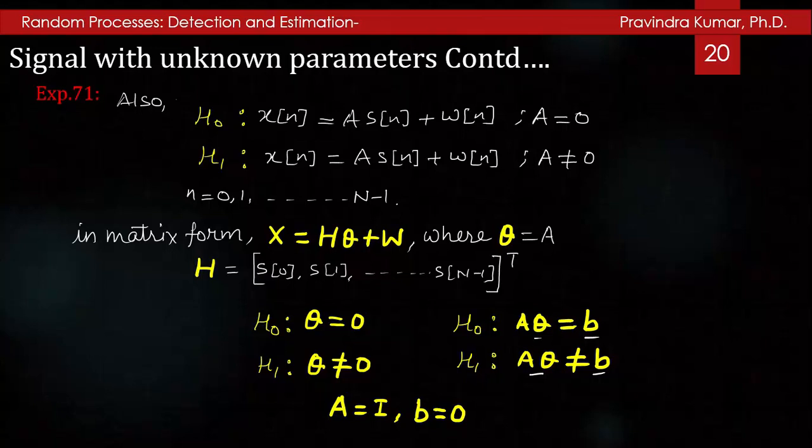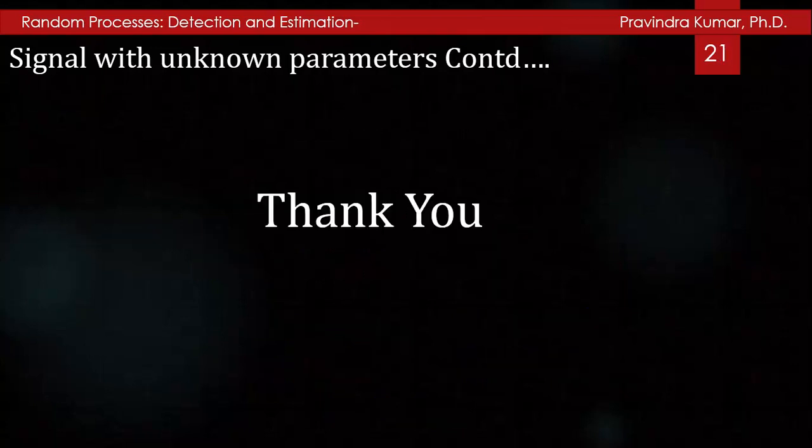So far in this lecture, we have discussed the detection of deterministic signals with unknown parameters like amplitude, phase, frequency and arrival time. Also, we have discussed the concept of the linear model in detection theory. This was the 18th lecture of the lecture series on random processes, detection and estimation. In the next lecture, we will continue the discussion of the linear model. Till then, thanks for listening to this lecture. Thank you.